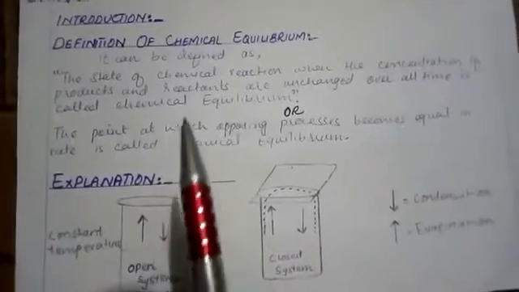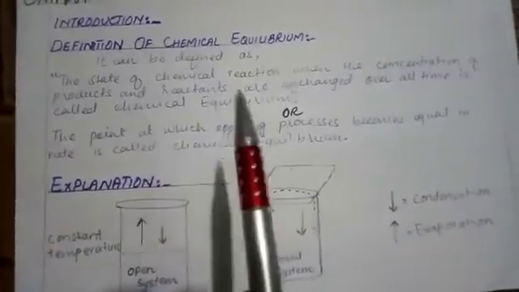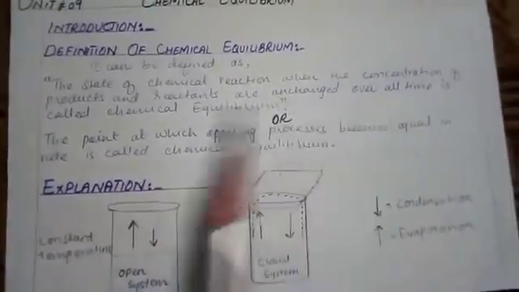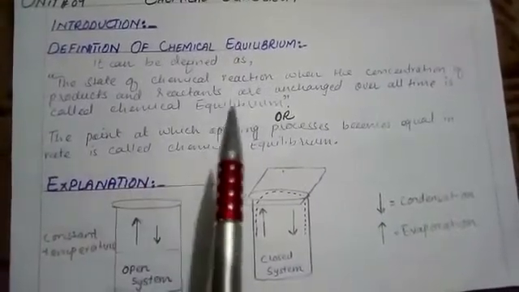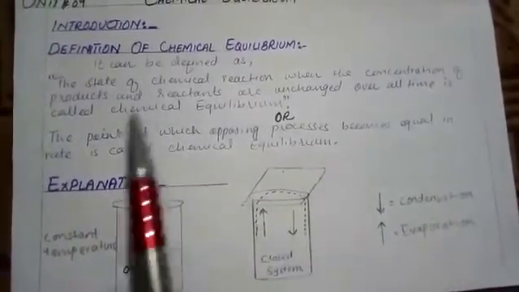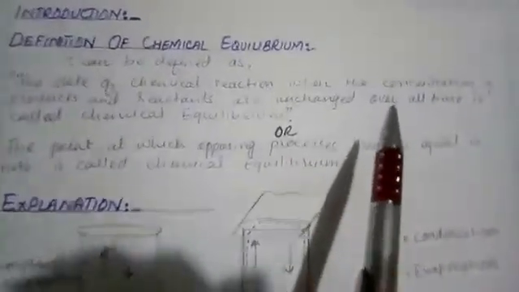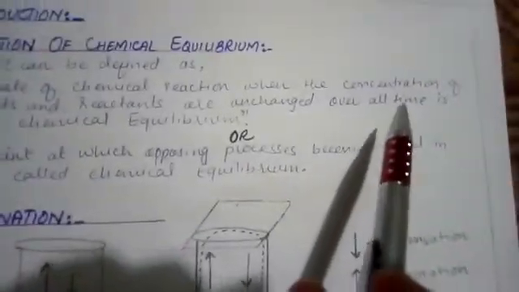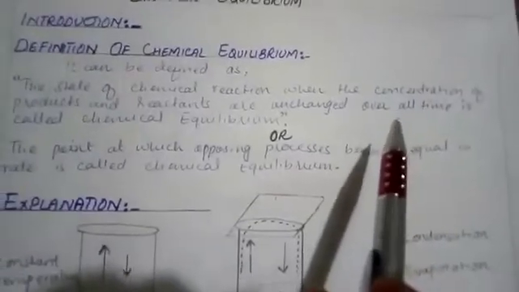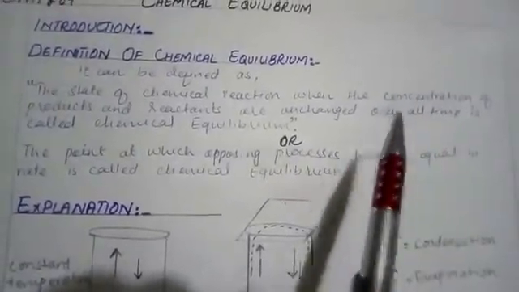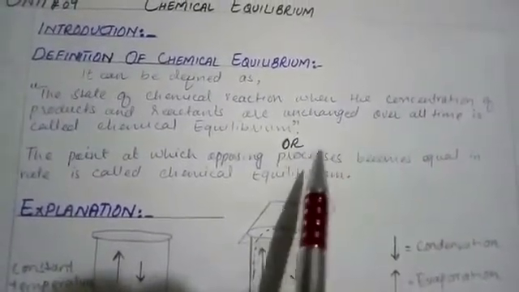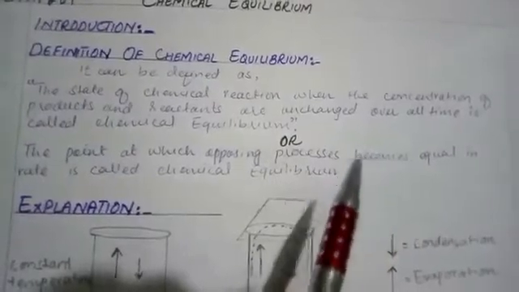Okay, let's come back to our definition of chemical equilibrium. The state of a chemical reaction when the concentrations of reactants and products are unchanged over all time is called chemical equilibrium. Now what is meant by the term concentration? Concentration simply means the amount of the substances which are reacting together and forming new products.